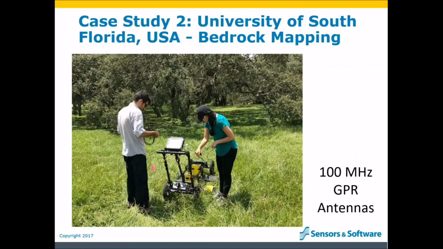In this example, data were collected in Florida. As many of you know, Florida is generally a great place for GPR because of the sand content. 100 megahertz data was collected with the pulseEKKO system deployed on a smart cart. So it was simply pushed along the surface, and traces were collected every 25 centimeters using the odometer on the cart.